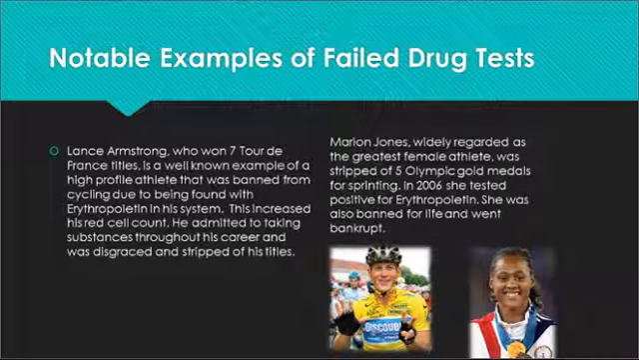Lance Armstrong is a well-known example. He tested positive for drugs in his system and was disgraced and stripped of his titles. Marion Jones is another great example. She was regarded as the greatest female athlete and later stripped of 5 Olympic gold medals for sprinting. She was also banned for life and later went bankrupt.